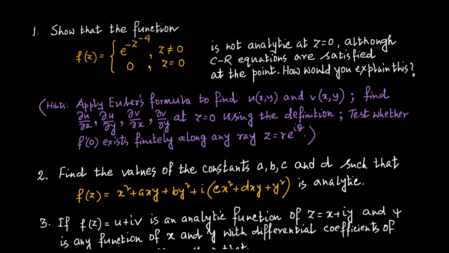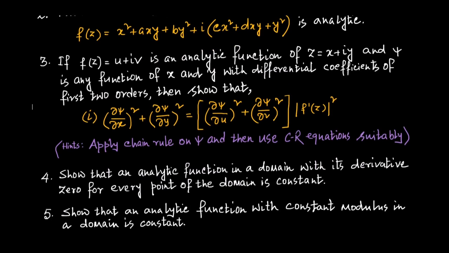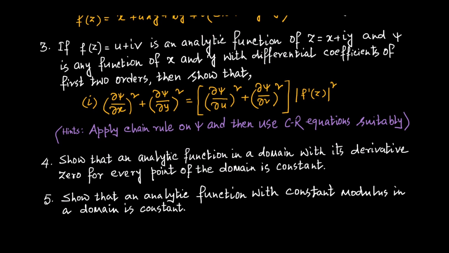The second problem is find the values of the constants a, b, c, and d such that this particular function becomes analytic. The third problem is if f(z) equals u plus iv is analytic and psi is any function of x and y with differential coefficients of first two orders existing, then we have to show that this identity is true. So I have given you a hint also if you get confused.